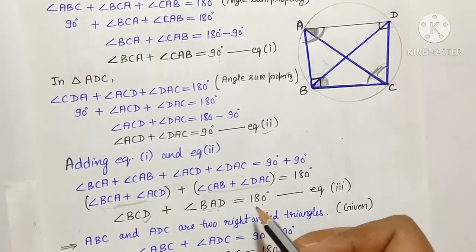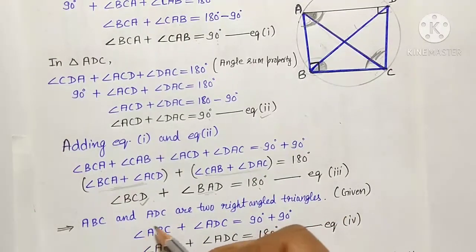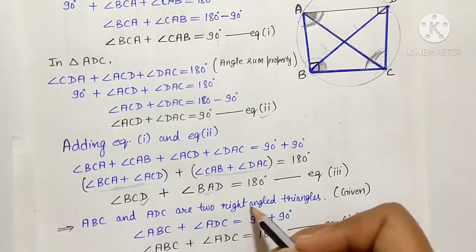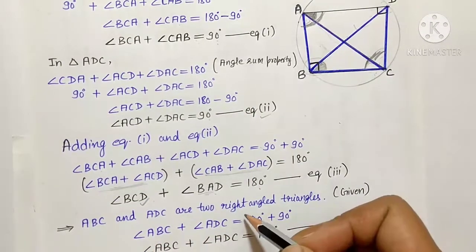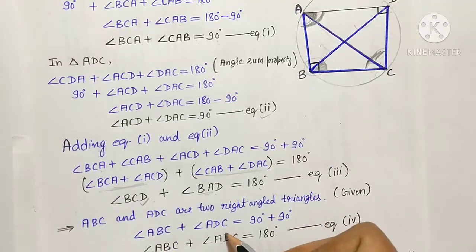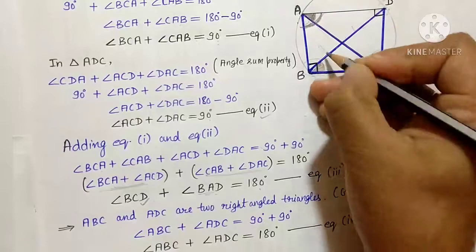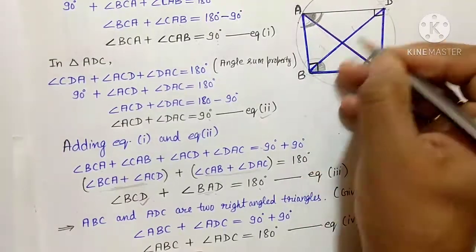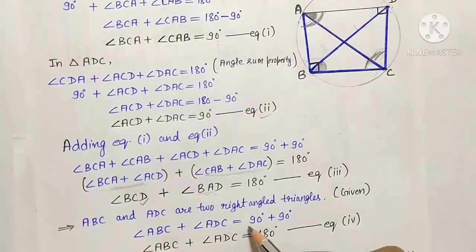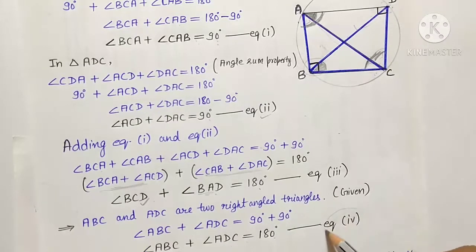Now if we check properly, triangles ABC and ADC are right triangles. It is already given in the question. So angle ABC plus angle ADC, which were already given as 90 degrees each, so 90 plus 90, the sum is 180. So ABC plus ADC equals 180. This is our equation number fourth.